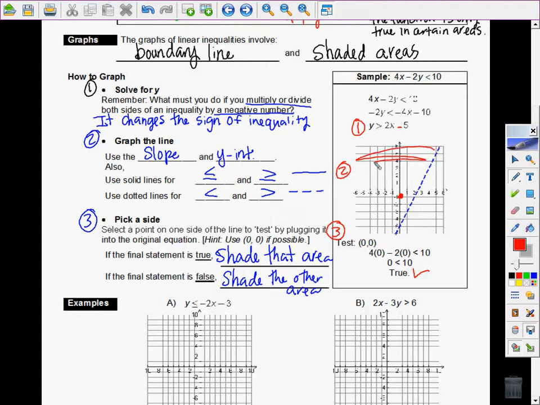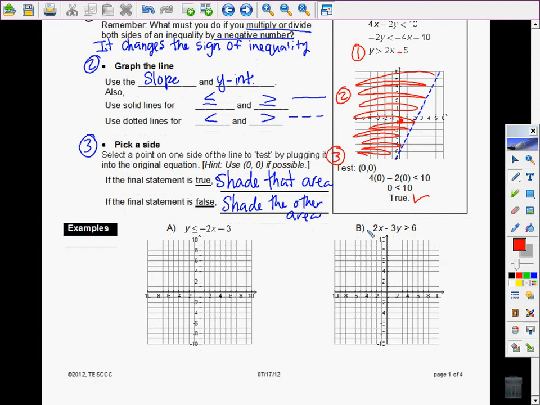And the area that we shade is either going to be whatever the question is. This is a greater than, so this area is greater than. You don't have to shade it that much. She's going to color it.